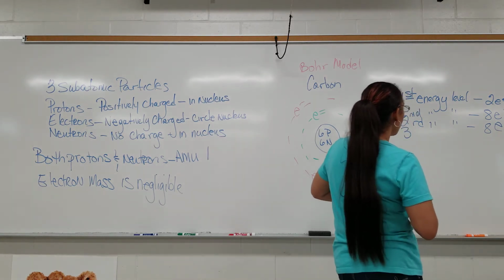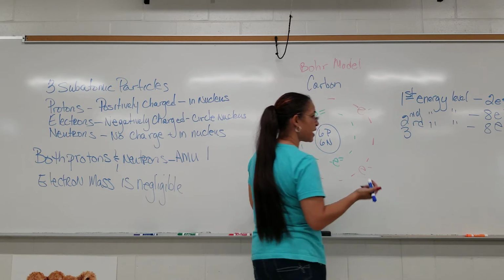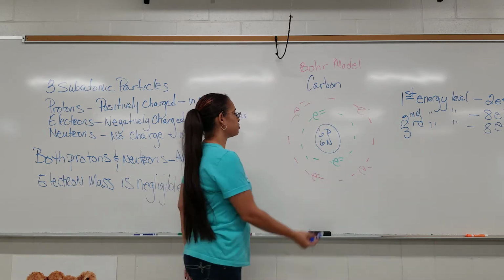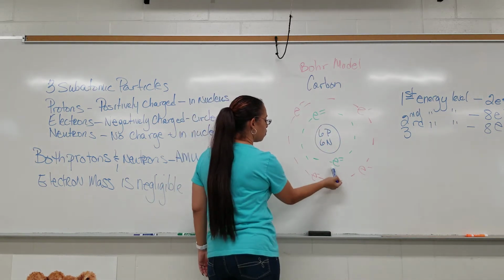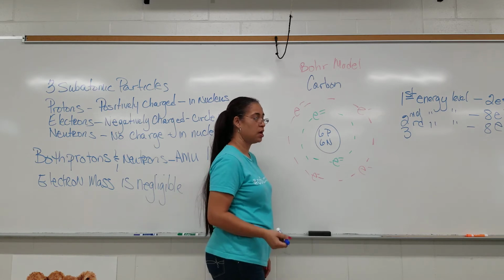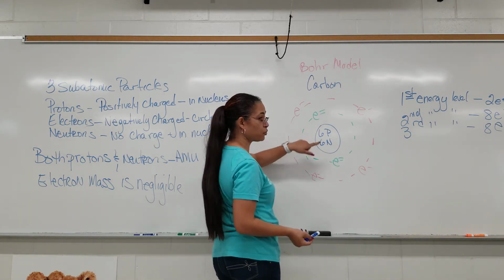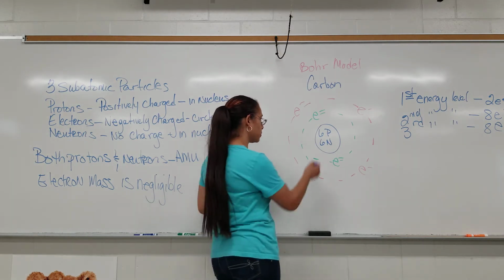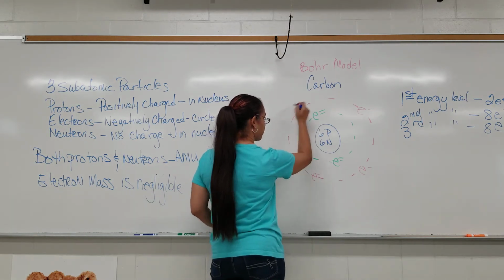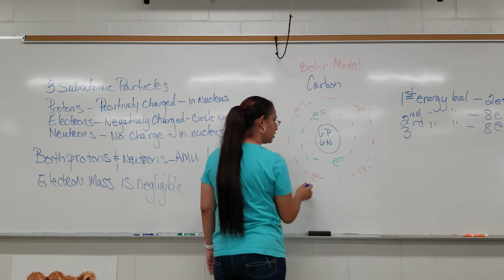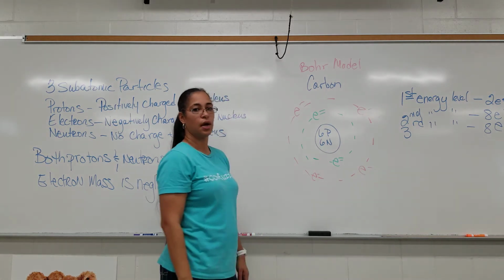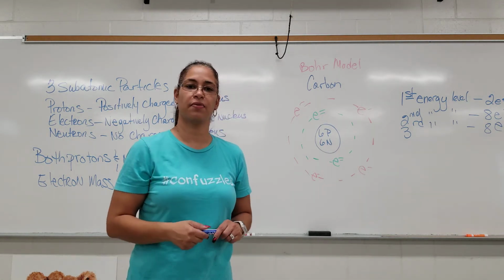Okay? But since we can only hold a maximum of 2 electrons in the first energy level, you see 1 and 1 is 2. And then the second energy level, well, carbon has 6 protons, so it has 6 electrons. So we did 1 and 2. So then we have 3, 4, 5, and 6. And that's how you populate an energy level.